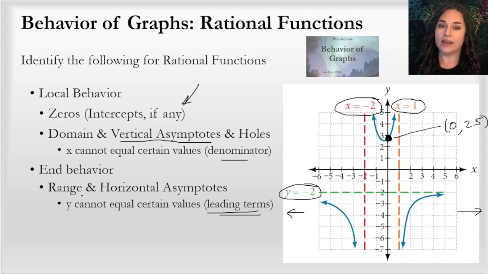But I wanted to highlight some of the important properties on a graph of a rational function. Again, we have the zeros, we have horizontal asymptotes, and we have vertical asymptotes. Those are going to be the most important qualities that you want to look at when you're looking at a graph of a rational function. So let's explore these a little bit more.